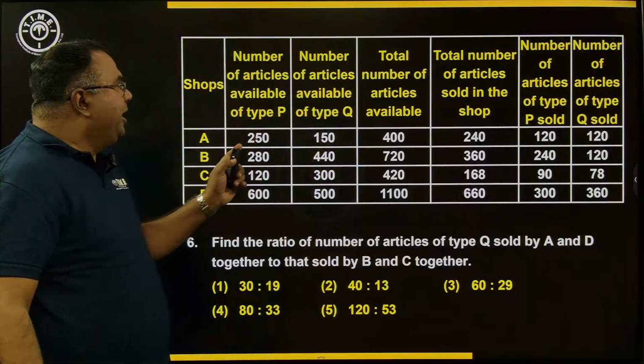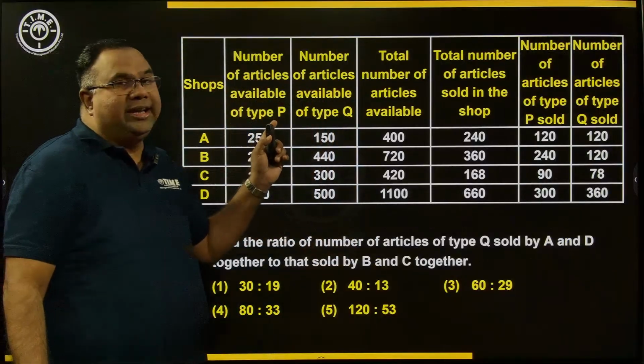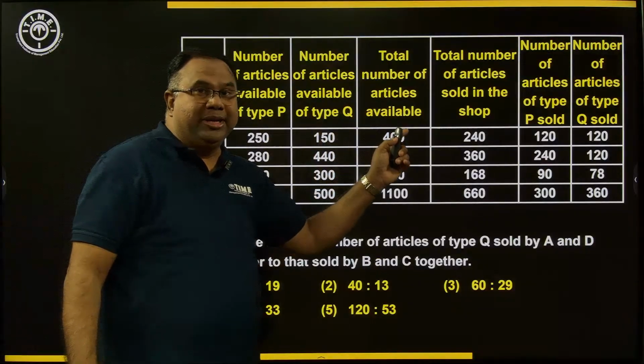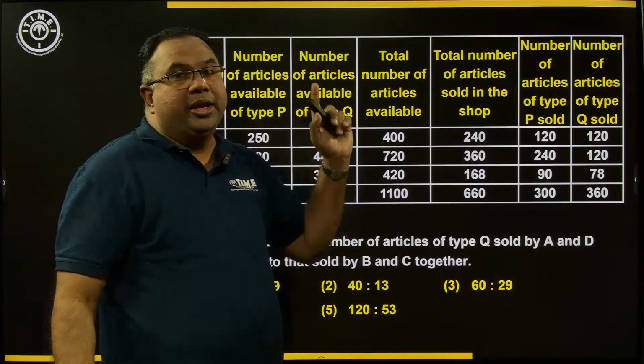Total P available, how many articles in shops A, B, C, D. Q, how many articles are available? Total, how many available? Total, how many sold? Out of which, how many are P sold? How many are Q sold?